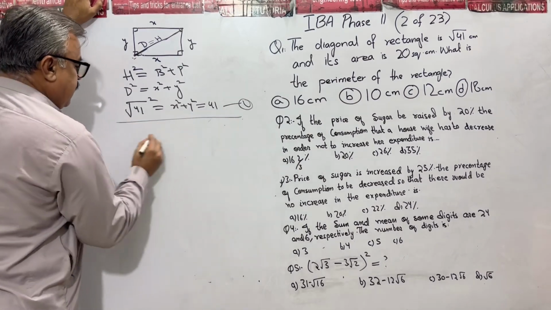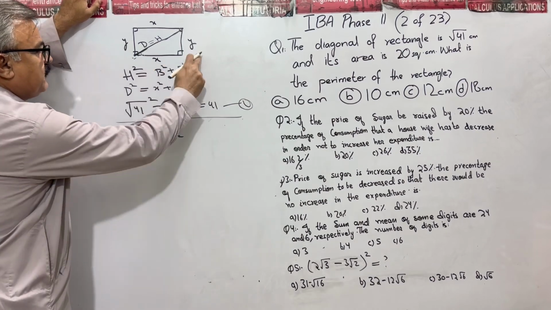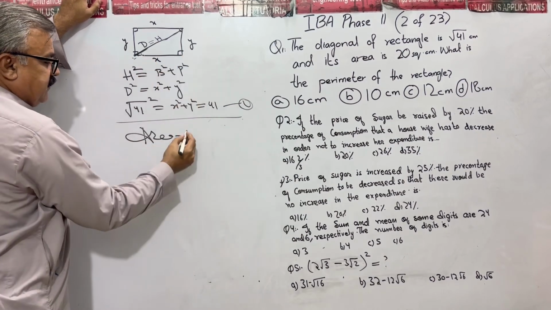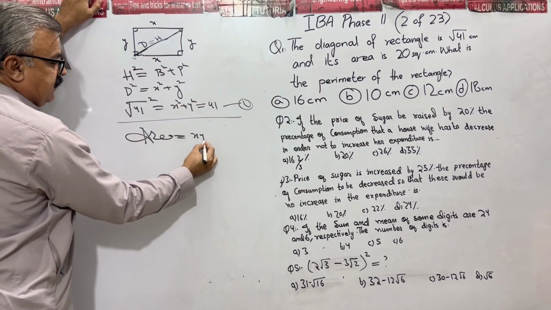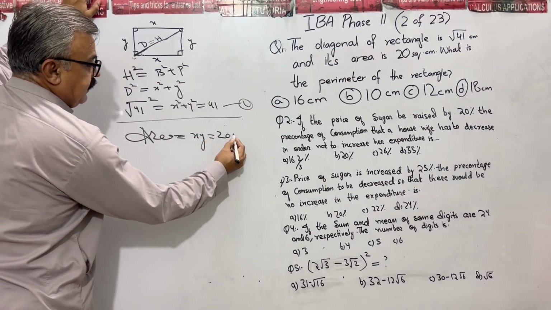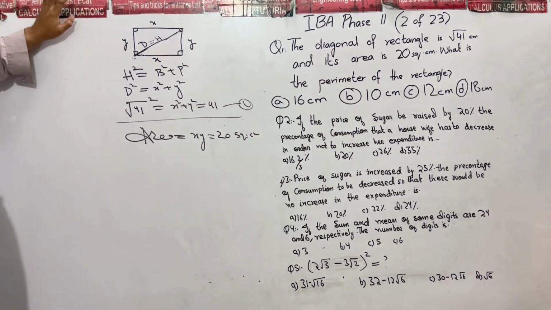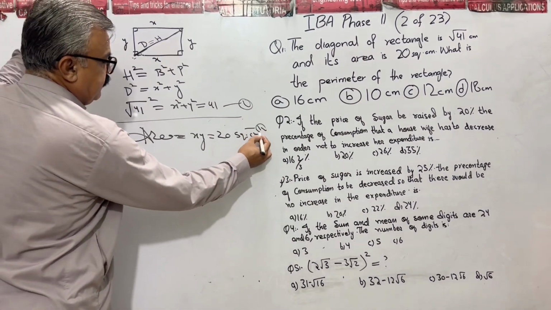We are familiar with how to find the area of a rectangle: length times width or width times length, they are x and y. X into y, and it is given to us, it's equal to 20 square centimeter. Okay. That's our equation number 2.